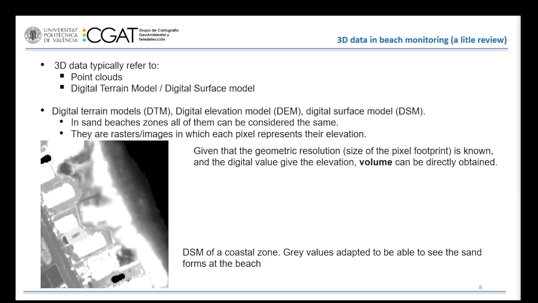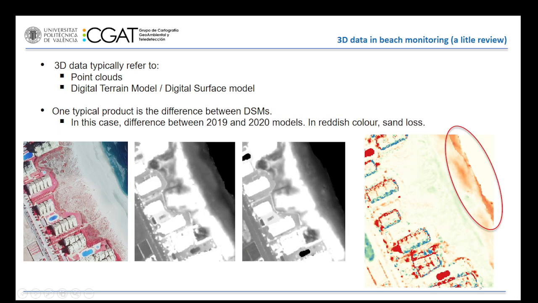The image shows a digital elevation model, and in particular, the levels of gray are adjusted to be able to see the small variations of the sand in the beach area. In a practical case, it is possible to calculate the differences of sand volumes. In this case, two digital elevation models are available so as to calculate their difference and assess the volume loss between the two dates.